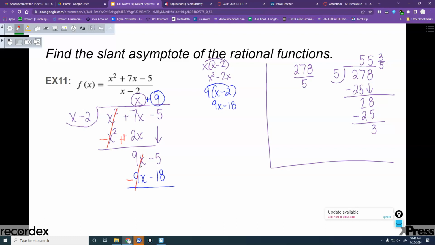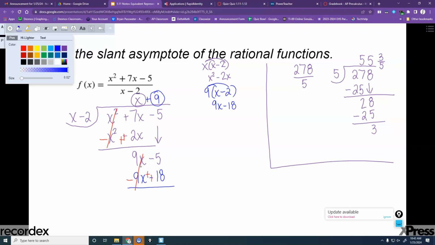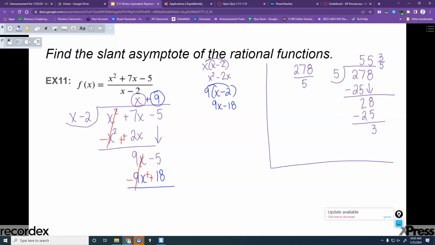Then I got to do negative 5 minus negative 18, which is really like I'm doing plus 18, right? It's going to be the opposite sign of what you have there. So that's going to give me 13. Now, I can't really do the decimal version here, right? I can't add things on here for decimals. So what I've got to do is just write my fraction remainder. So for this, I'm going to write f of x equals x plus 9 plus 13 over x minus 2.